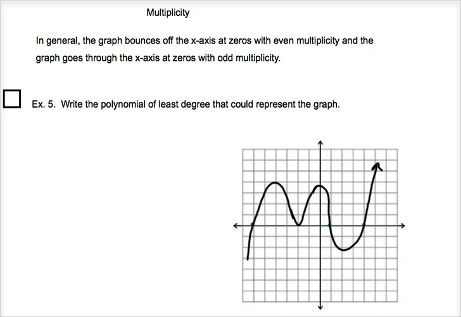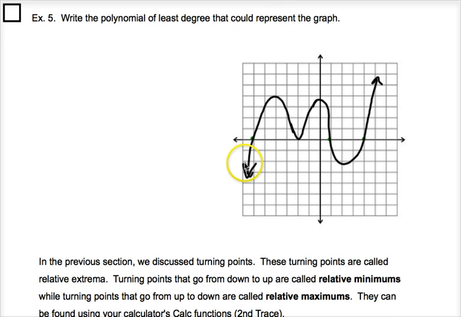Anytime you have even multiplicity, you get a bounce off the x. So it won't go through. So if you had a multiplicity of 2, 4, 6, 8, you're going to bounce off the x. If you have odd, then it goes through the x. So if you had x to the first or to the third or to the fifth, it's going to go through. Put an arrow right here. Put that arrow on your notes there. I forgot an arrow right over here.